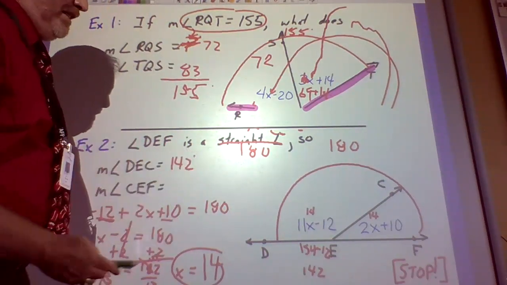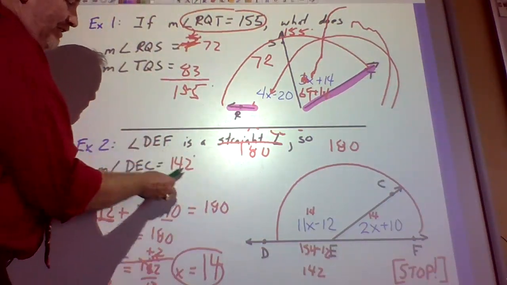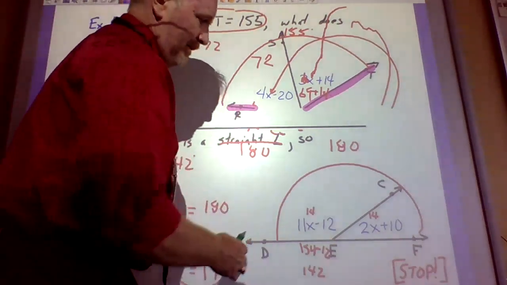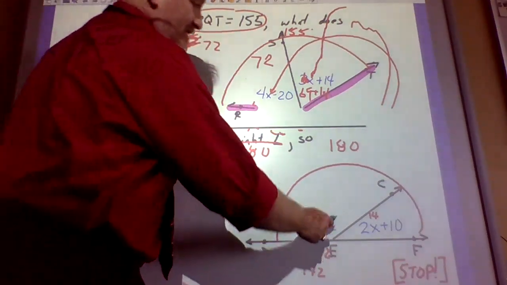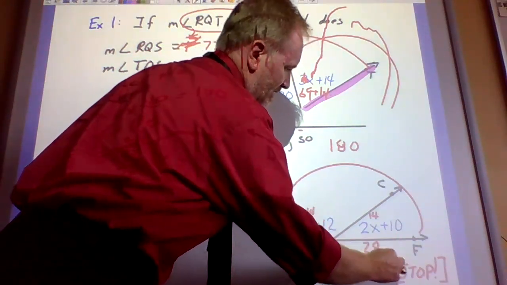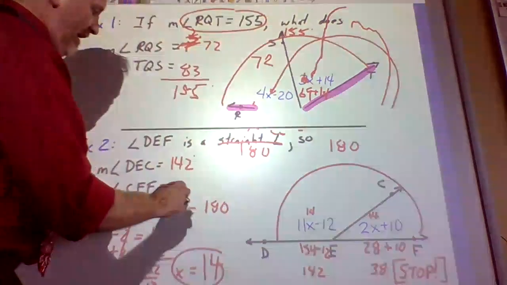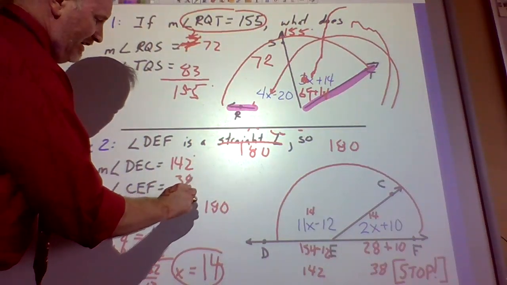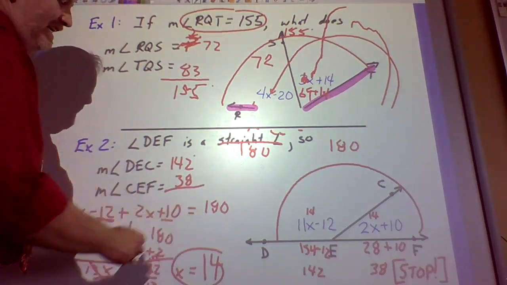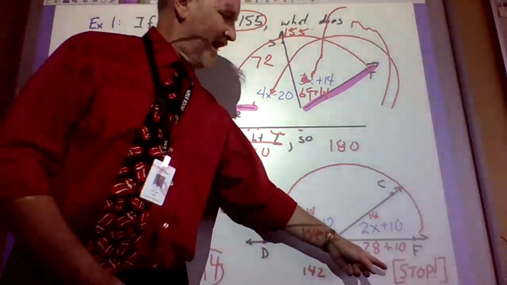Now I'm going to do the other angle, and since this is a straight angle, these two numbers need to add up to 180. 2 times 14, I think everybody knows that's 28. Plus 10 just jumps it up to 38. And if I did this correctly, 142 and 38 should add up to 180, and it does. So I got it correct. And we're going to stop right there.